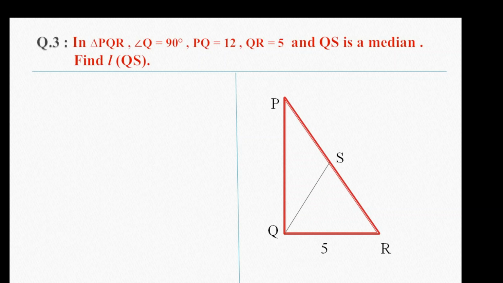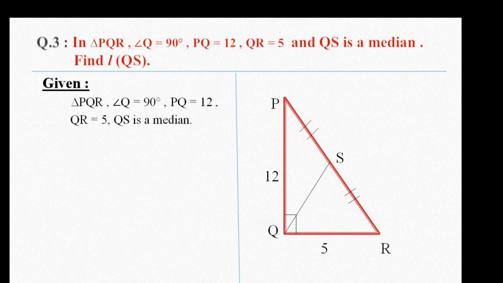And this QS is the median of the right angle triangle, in which PQ is given as 12 units and QR is 5 units, right? Q is 90 degrees, and you can see that PS is congruent to SR because S is the midpoint of the segment PR, right? The triangle is a right angle triangle, right?